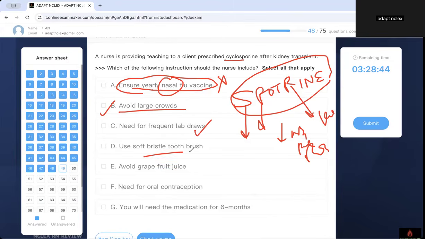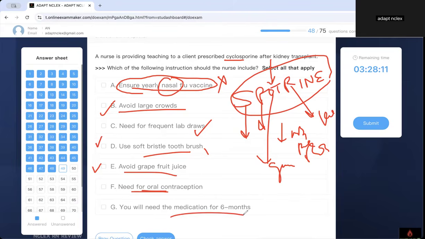Use soft bristle toothbrush. I don't want you to bleed. Look at it. Oh, gingival hyperplasia. That's SPORTRIN. That's good. Avoid grapefruit juice. It's classic for that. It makes the kidney and liver not clear it. Need for oral contraception. T, teratogenic. You should use 2 birth controls. Just oral contraception is not enough. You have to have 2 birth controls. You will need the medication for 6 months for life.